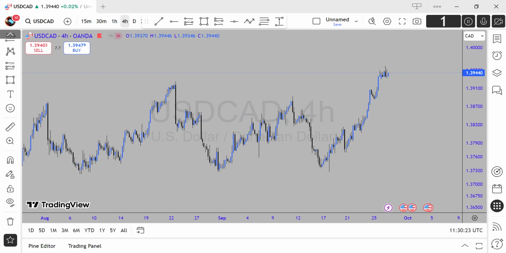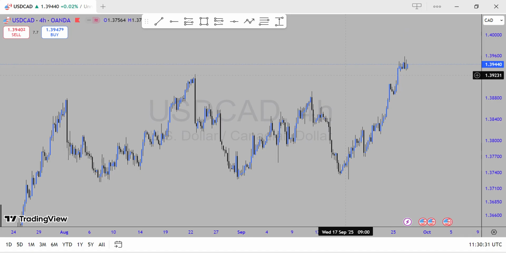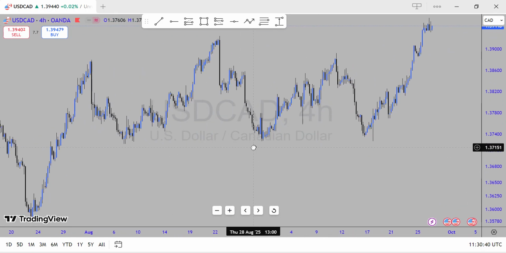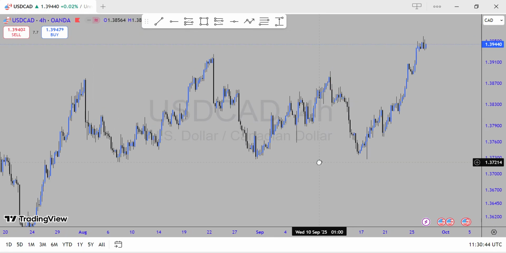So this is USD CAD, a 4-hour time frame. I actually used a simple support line to catch a beautiful 1:9 RR trade on this particular pair, right? And I'm going to go right ahead in the chat and explain how I was able to catch this trade. It's very easy.